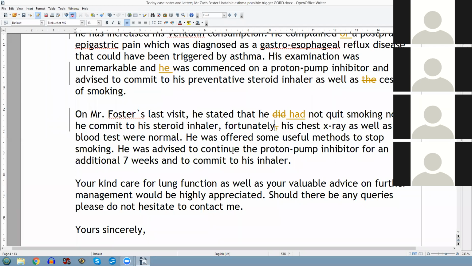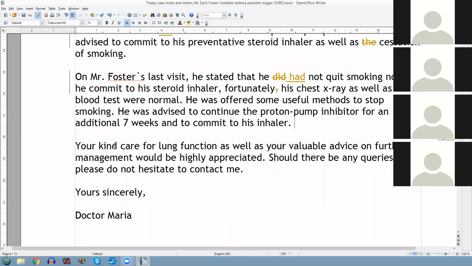Fortunately, his chest X-ray as well as his blood test were normal. Well, we've got two there. His chest X-ray as well as his blood test were normal. He was offered some useful methods to stop smoking. He was advised to continue to commit to his inhaler.